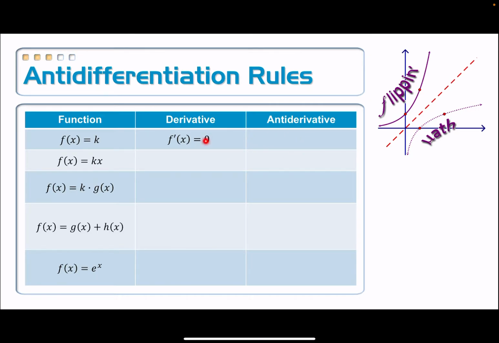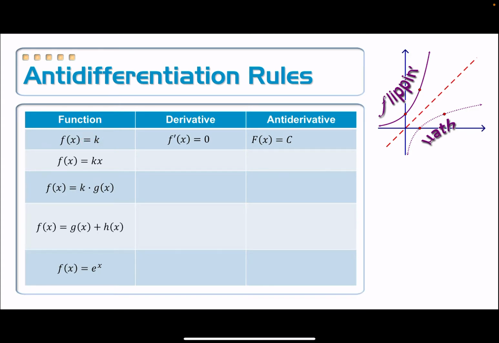So the antiderivative of 0 is going to be some sort of constant. The problem is I don't know what that constant was. This was the number 3, but when I took its derivative, I lost the identity of that constant. So the best that I can hope for is some constant that I'm just going to call c. That constant and this constant may not be the same thing.